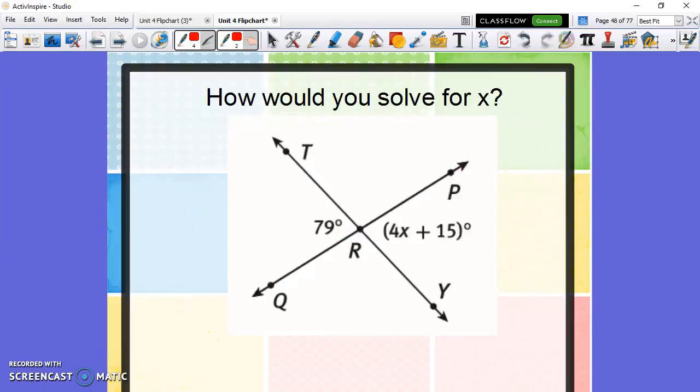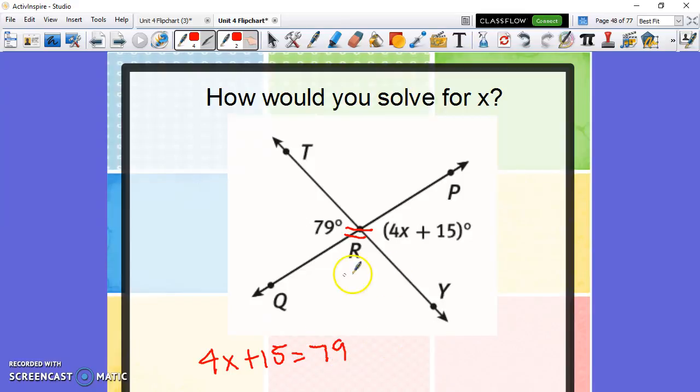Alright, so how would you solve for x? So if you have a vertical pair, how would you solve to figure out what x is? Well, we already know that it's a vertical pair, and they are going to be equal to each other. So that's how we write an equation. So I'm just going to switch the sides to make it easier. So we're going to have 4x plus 15 is equal to 79.